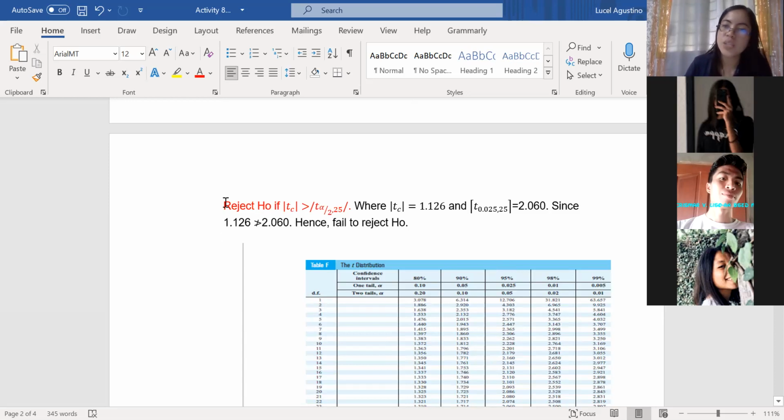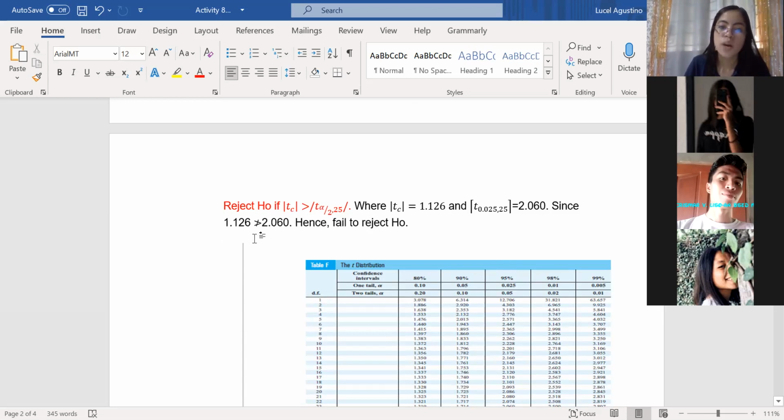So, sa probability nyo nga subject, I believe ano naman kamo sina. So, reject HO kung taas ang T-computed. So, this is our value, 1.126 and 2.060. So, sino ang mas greater? Ang T-computed or ang T-tabular? Tabular. Very good. Tabular. So, T-tabular.